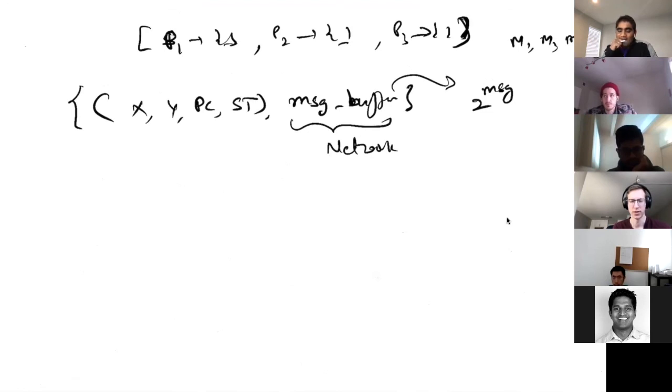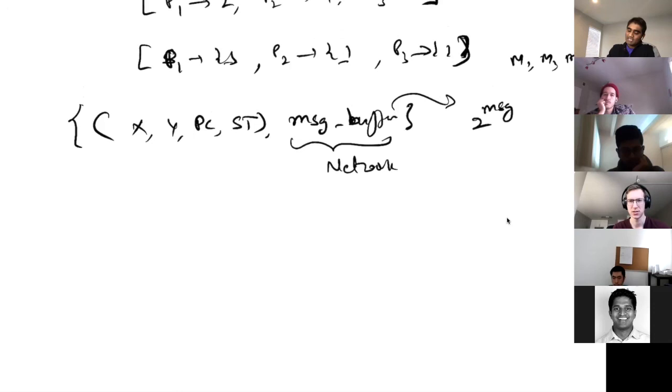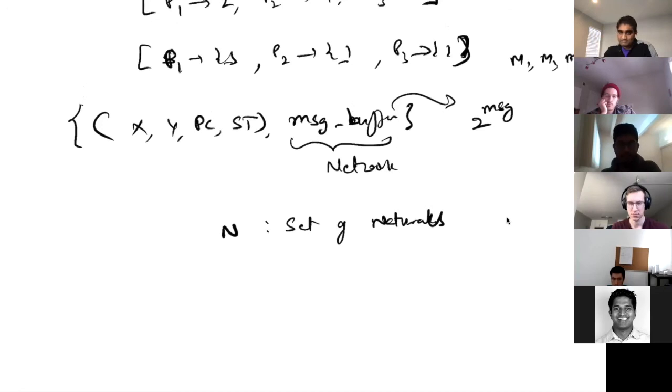I have one quick question on the message buffer: is that 2 to the MSG? Yes, 2 to the MSG is a notation used to represent sets. Let's say N is the set of natural numbers. Now let's say you want to represent the set of all sets of natural numbers. How do you represent that?